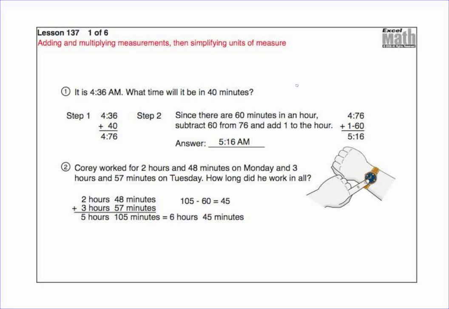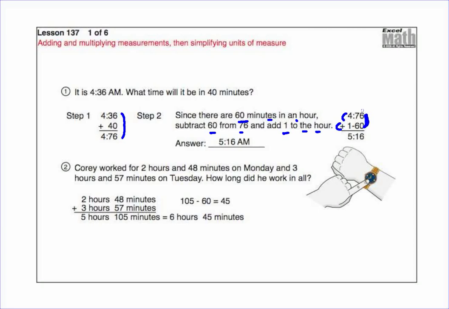It is 4:36 a.m. What time will it be in 40 minutes? There are a couple of steps to solve this problem. First of all, you add 4:36 plus 40 to get 4:76. Well, there is no such time as 4:76, and since there are 60 minutes in an hour, subtract 60 from 76. Right here, we're taking an hour out of this 76 minutes and adding 1 hour to the hour column. So I'm adding 1 right here to the 4.